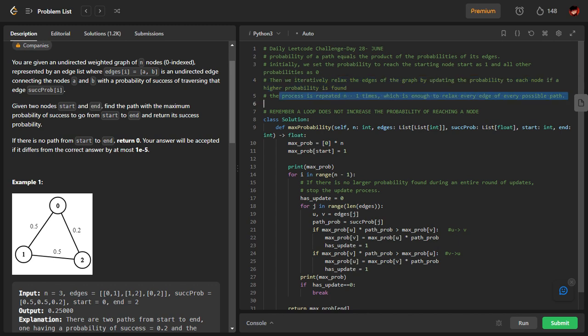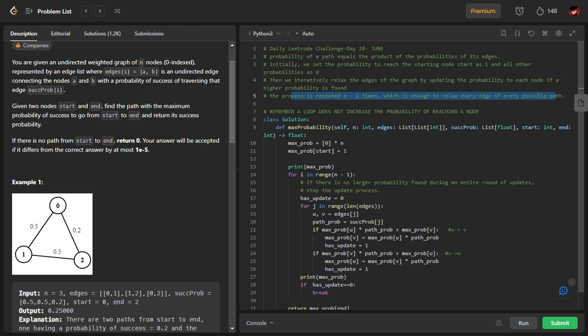The next statement is a very important part of the Bellman Ford algorithm. See this number, n minus one. Please highlight this also. See, n minus one. This relaxing, these things you will get to know in depth, why we are doing this, when you try to understand what the Bellman Ford algorithm is. The process is repeated n minus one times, which is enough to relax every edge of every possible path. I will explain this part in depth.